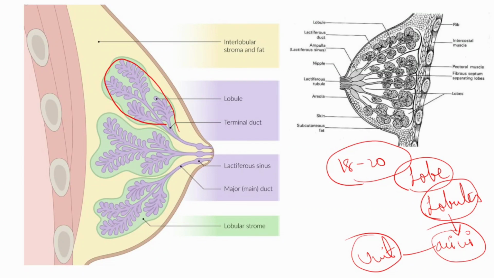See, all these lobes are connected with the lactiferous duct, and when this lactiferous duct is trying to open at the nipple, here we have one bulged area, which is called the lactiferous sinus. So this lactiferous duct is leading to the lobe, and in this lobe it is leading to the terminal duct. The terminal duct is leading to the lobule. This is a lobule.